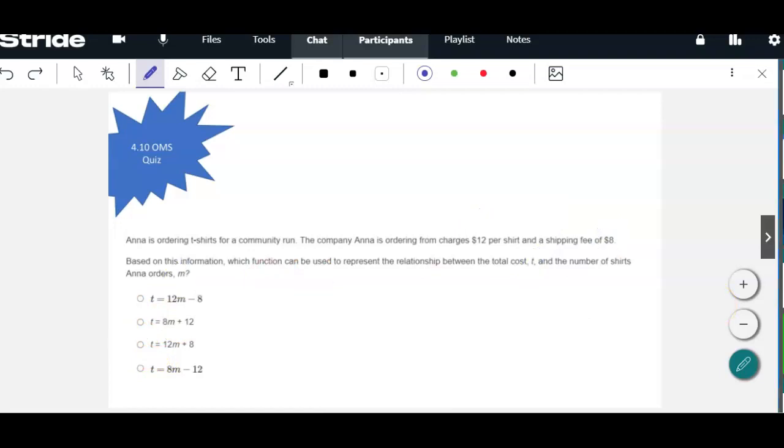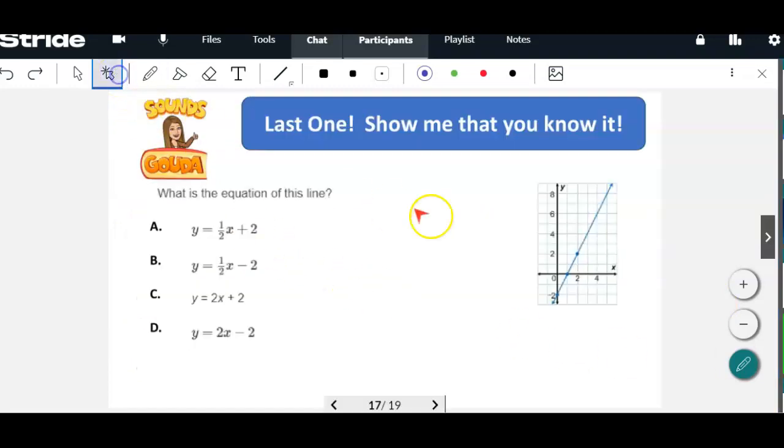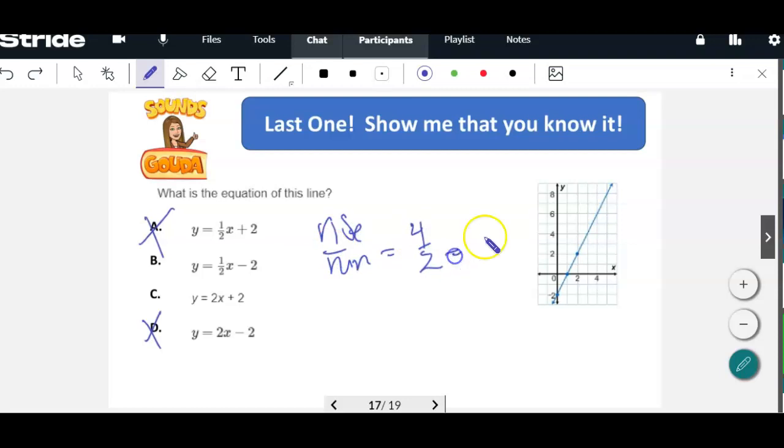All right, one more quick problem. What is the equation of this line? Start here. It crosses at -2. We can cross off A and B, or A and D. And now let's look at our slope. I'm just going to use my pointer and count up because of time. It goes up 1, 2, 3, 4, and over 2. So up, rise over run. It goes up 4 over 2, and that simplifies to 2. So it'd be C for the correct answer.